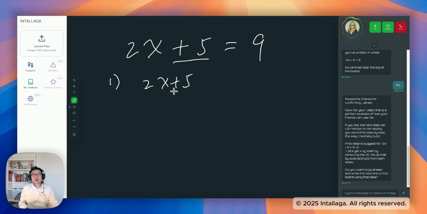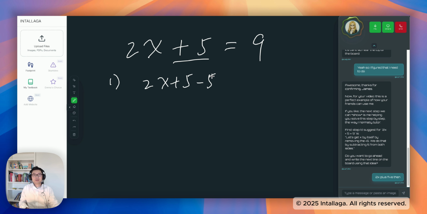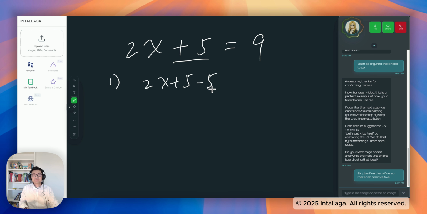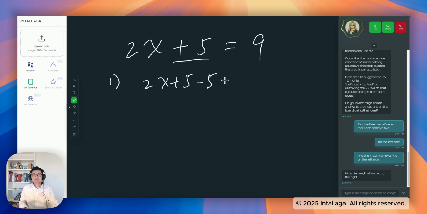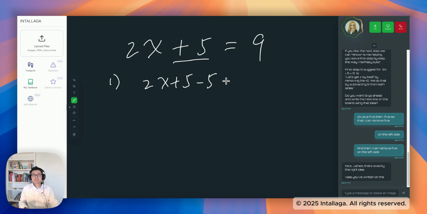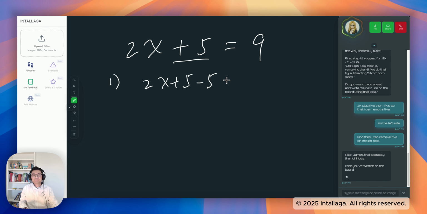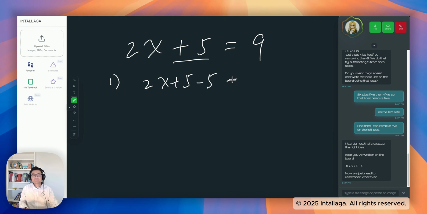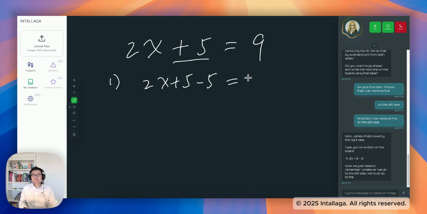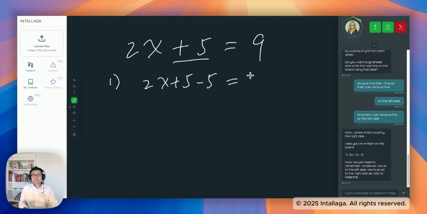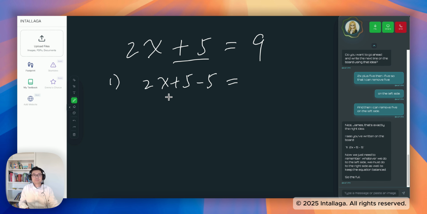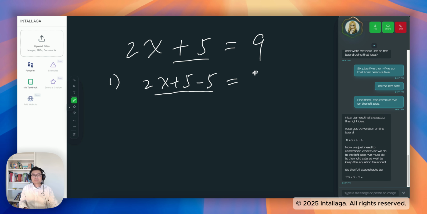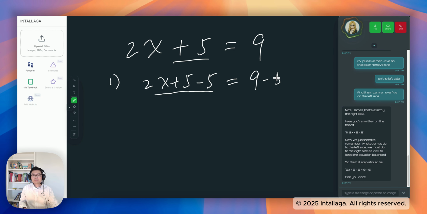Yeah, so I figured that I need to do 2x plus 5 then minus 5 so that I can remove 5 on the left side. Nice, James. That's exactly the right idea. I see you've written on the board 2x plus 5 minus 5. Now we just need to remember, whatever we do to the left side, we must do to the right side as well to keep the equation balanced. So the full step should be 2x plus 5 minus 5 equals 9 minus 5. Can you write that whole line on the board?